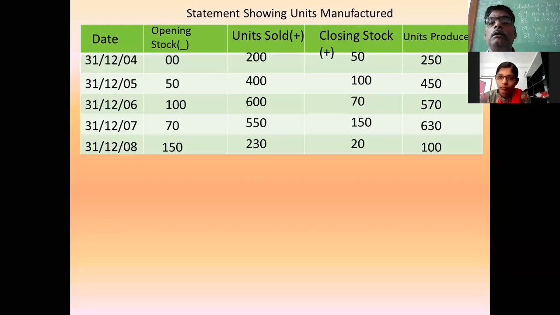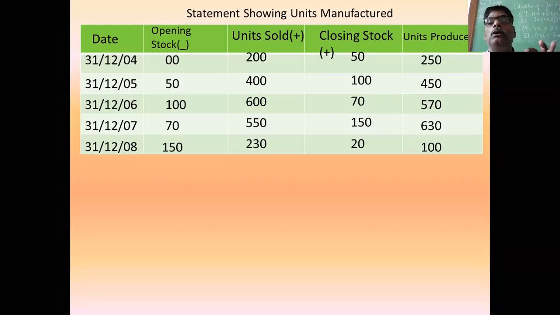Sometimes royalty is based on unit produced and sometimes royalty is based on unit sold. Taking this into consideration, you have to prepare this table. Clear?